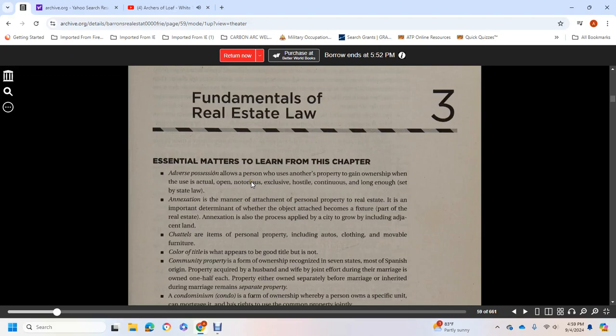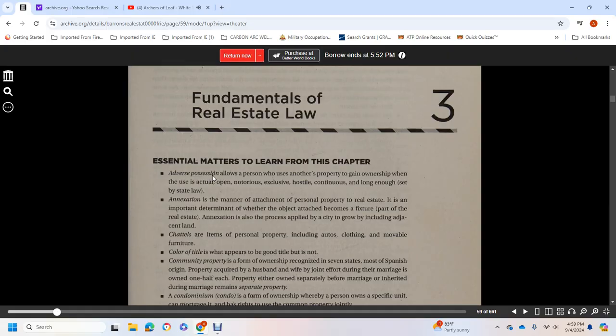Alright, Chapter 3, Fundamentals, Real Estate Law. Essential matters to learn this chapter. Adverse possession allows a person who uses another person's property to gain ownership when using actual, open, notorious, exclusive, hostile, continuous, long enough, set by state law.